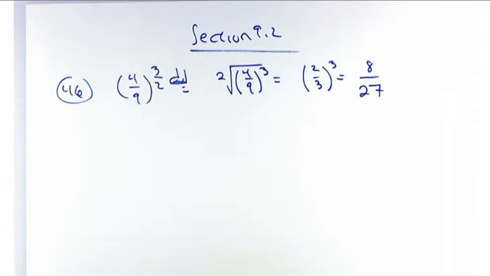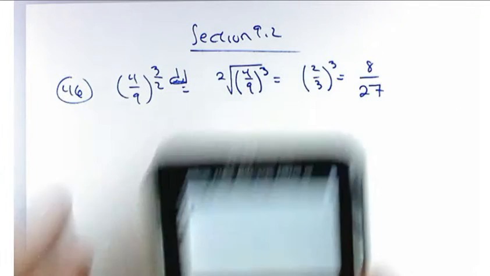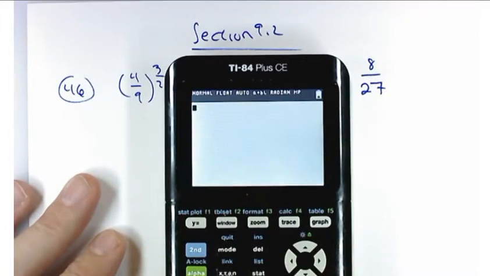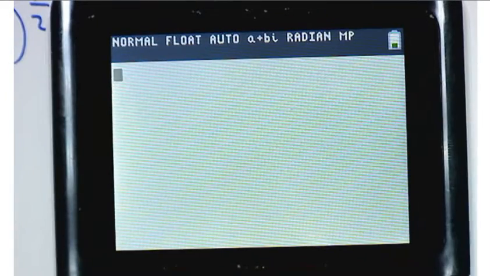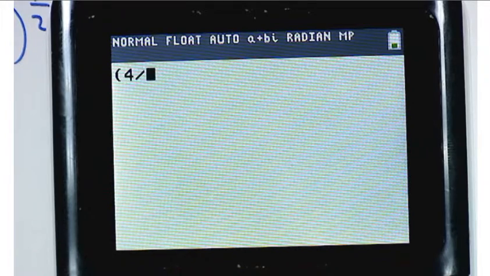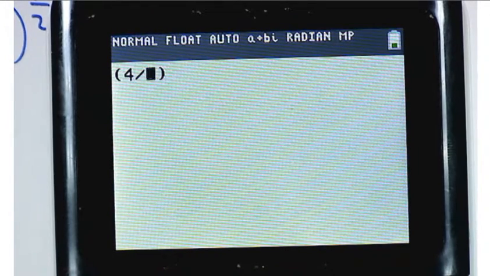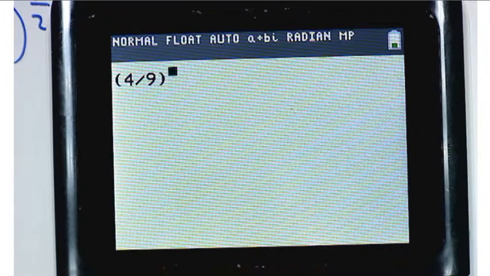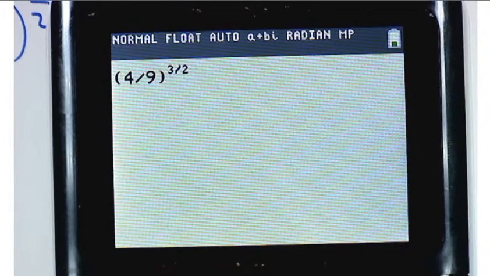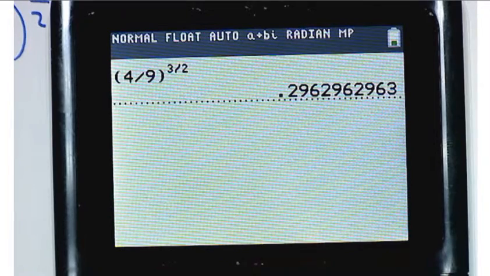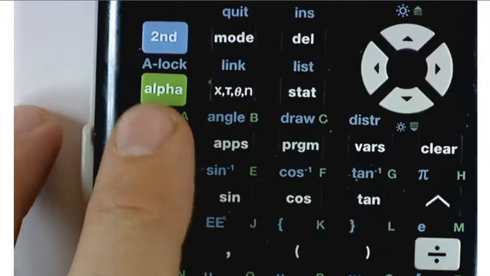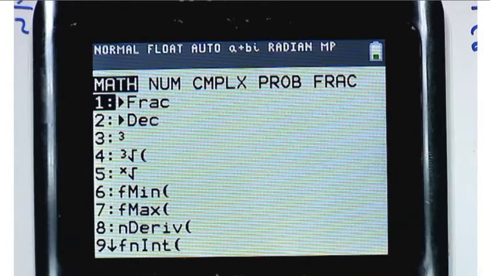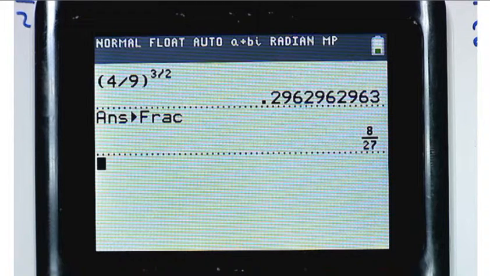27. Now if you're careful, you can do those on your calculator as well. But you need to use parentheses. So we'll do parentheses 4 divided by 9. Oops, be a 9. 4 divided by 9 raised to the, and again, depends on your calculator. You might need to use parentheses in the exponent as well. I can get away with 3 divided by 2. I get some crazy looking decimal, but then hit the math key right here, and then press enter twice, and it should turn your decimal into a fraction.